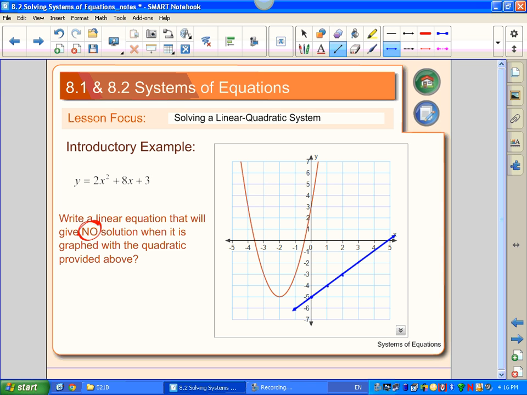So there's an example. You could have a line right here. That one works. It could have a negative slope. You could have one over here. There's multiple correct answers. That just gives you an idea. We just need to know that the line and the quadratic can never meet because we're asked for no solution.